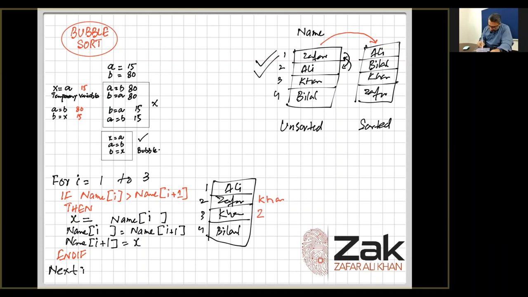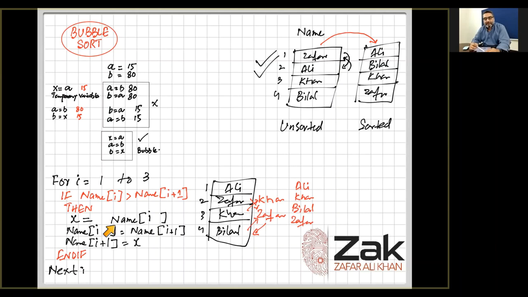Then I becomes three. Now it is checking if name three, which is now Zafar, is greater than name four, which is Bilal. Yes, that is true. So this Bilal will come up as this Zafar goes down. Now the final value will be Ali, Khan, Bilal, and Zafar.